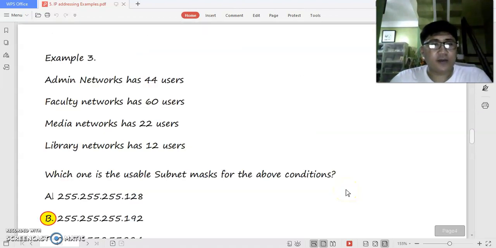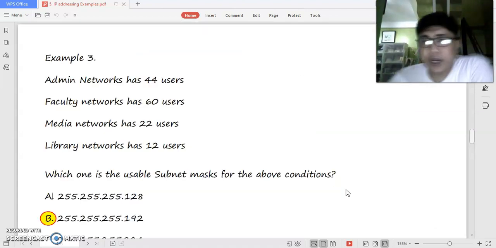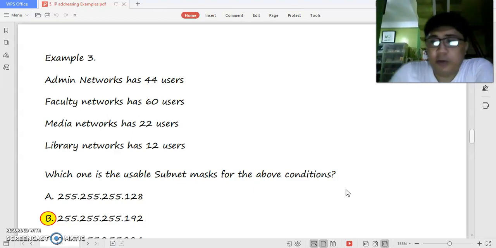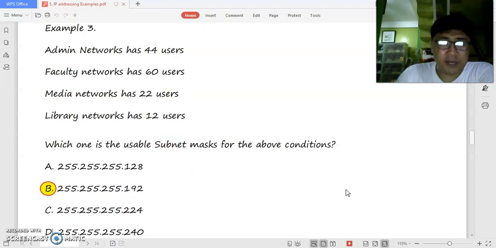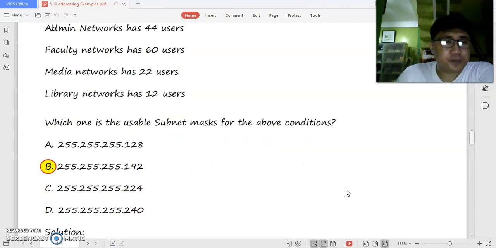Okay, so let's have our next example. This problem is commonly present in most certification exams in networking, like Cisco, Mikrotik, CompTIA. Okay, let's look at this problem. This problem states that you have these networks.